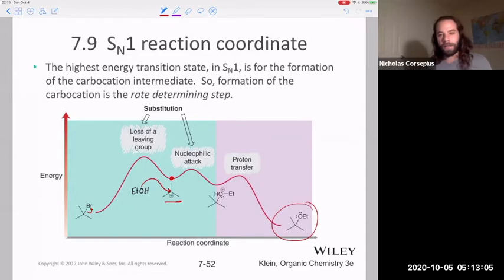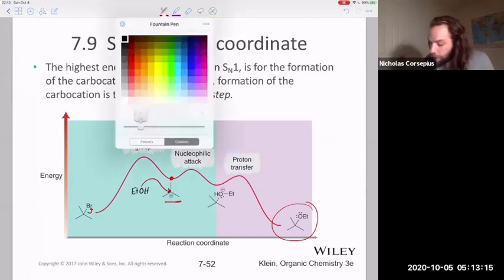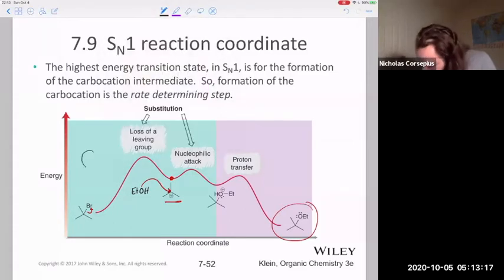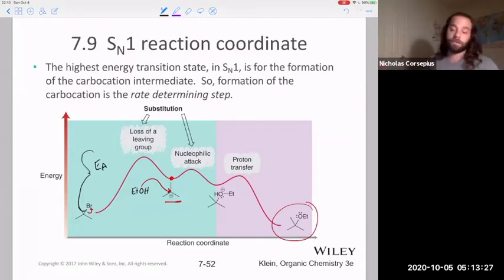But what is the rate limiting step in this reaction? Remember what portion of these diagrams correspond to rate? The rate limiting step, or the slowest step, is going to be the one with the highest activation energy. And so it's the formation of that carbocation. That initial first loss of leaving group step is the slowest step in this reaction mechanism. From there, everything happens kind of quick.